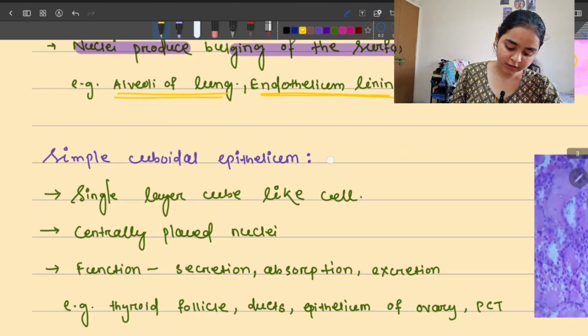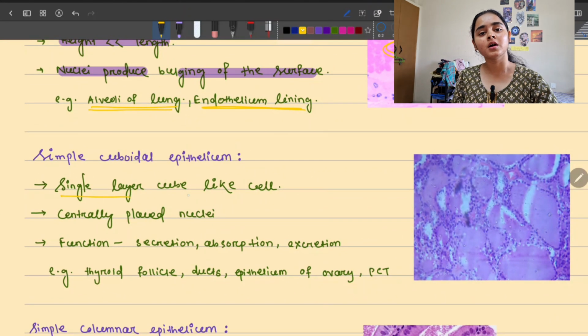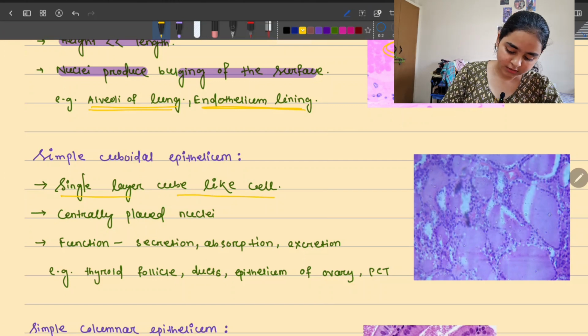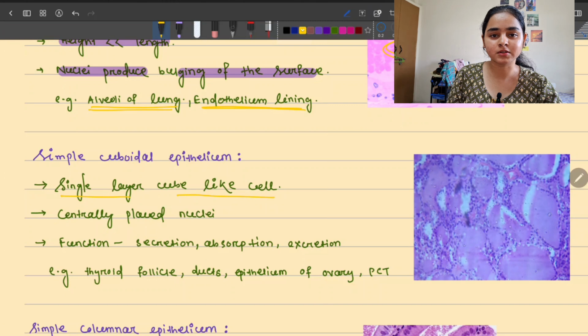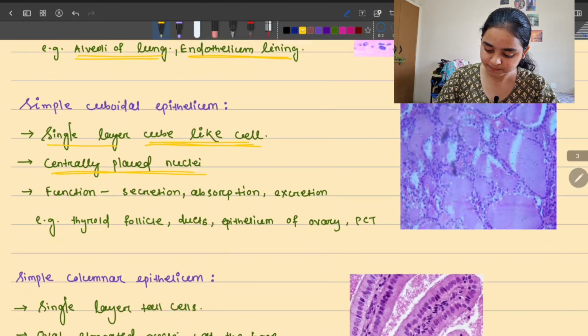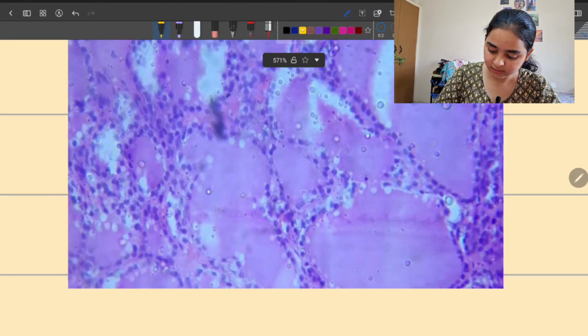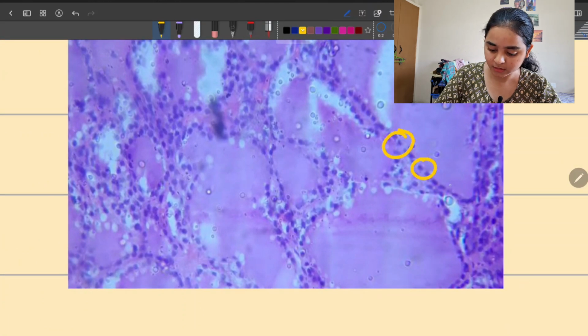Now coming to the simple cuboidal epithelium. Simple cuboidal epithelium are single layer cube-like cells. I told you simple epithelium means it is unilayered only. So the cuboidal cells are, as the name suggests, cube-like cells, and it has a centrally placed nucleus. Centrally placed nucleus, you can see here. These are the cuboidal epithelial cells. The nucleus is placed at the center.